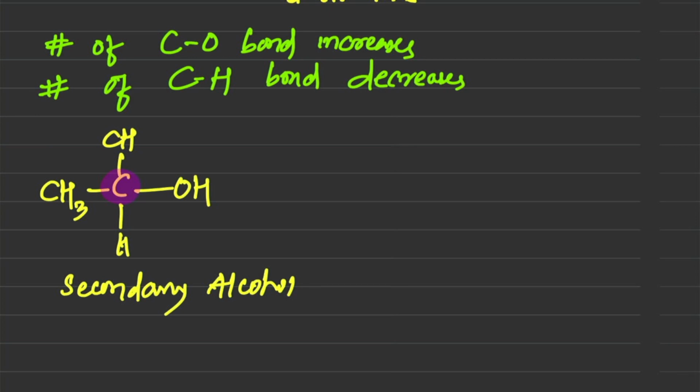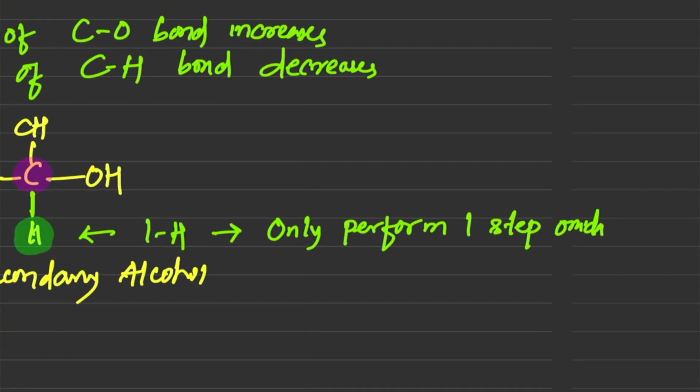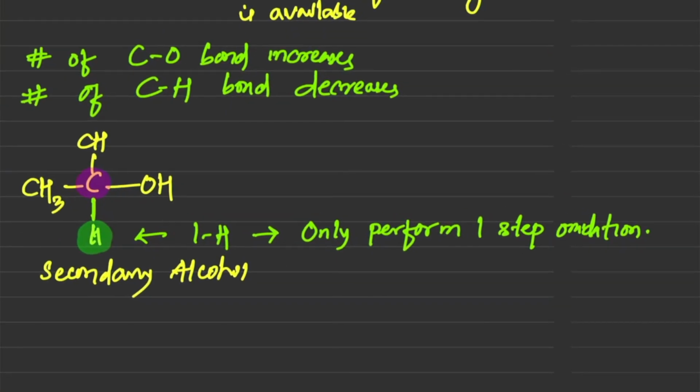Okay, so this one is a secondary alcohol. Now the next question: how many hydrogens is it connected to? It is connected to only one hydrogen. That's important. So which means, how many step oxidations can it do? It can only perform one step oxidation, no matter what the reagent is. Okay, so don't worry about the reagent for now. We are focusing on the key idea.